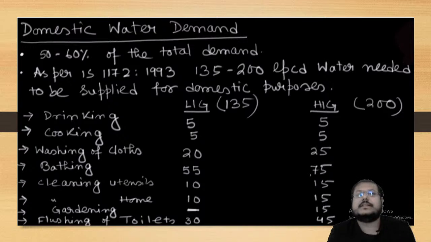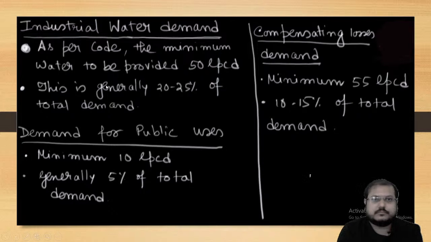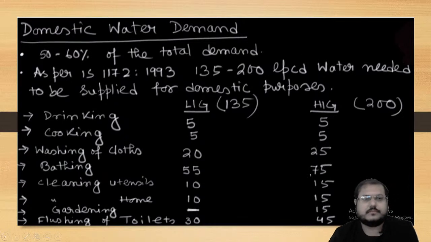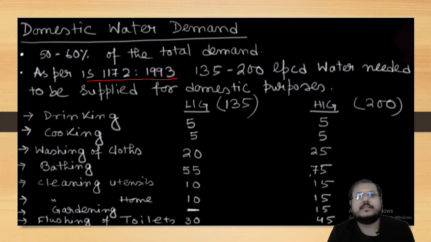And as per IS 1172 1993, this is the code. You may have seen lots of codes in your different courses. This is the code used for environmental engineering. It's not that only one single code is there. Other codes, IS 1172 2004 and IS 2008, are also there. But generally we will follow the Indian Standard 1172 1993. 135 to 200 LPCD of water needs to be supplied for domestic purposes.